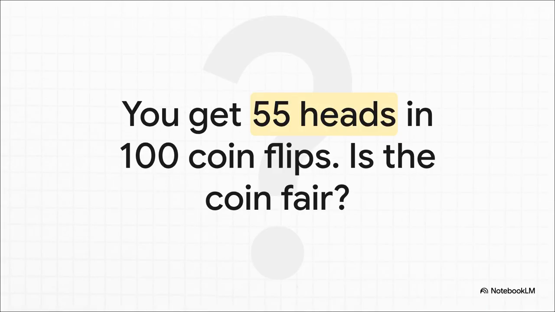Imagine you flip a coin 100 times, and you get 55 heads. Now, you know that a perfectly fair coin should give you something pretty close to 50 heads, right? So what's going on here? Is this just random chance? Or is this coin maybe a little bit biased? How do we even begin to decide what the real story is?